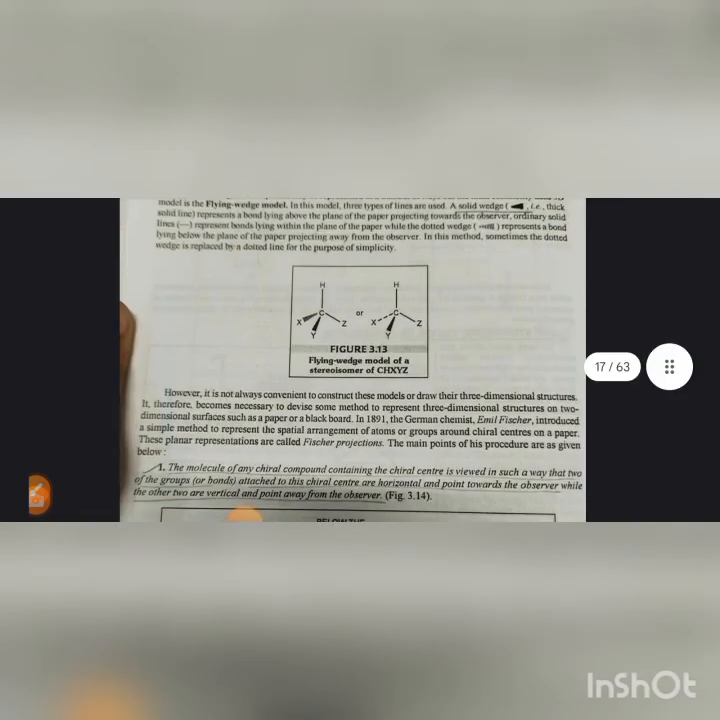In this model, three types of lines are used. A solid wedge, a thick solid line, represents a bond lying above the plane of the paper, projecting towards the observer. An ordinary solid line represents a bond lying within the plane of the paper, while the dotted wedge represents a bond lying below the plane of the paper or away from the observer. In this method, sometimes the dotted wedge is replaced by a dotted line for the purpose of simplicity.